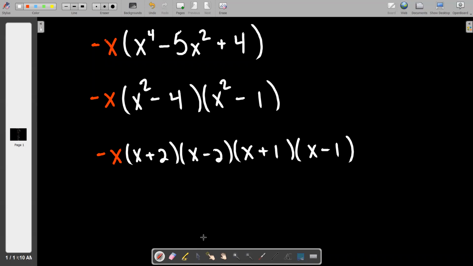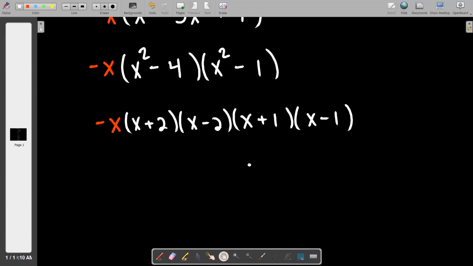Everybody still feeling good? Okay, 2 more. I think you've got this pretty well. Next one is negative x to the fourth plus 3 minus 2x squared. What do we do first?